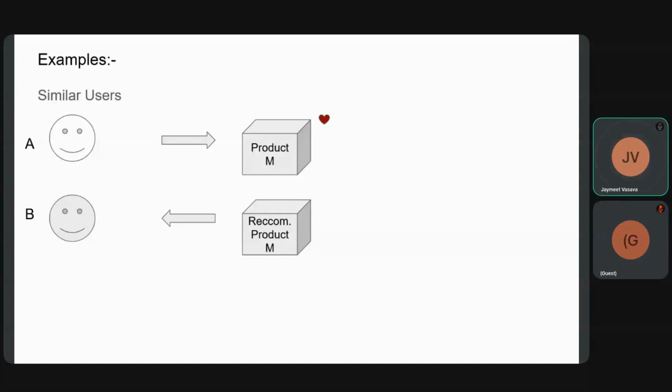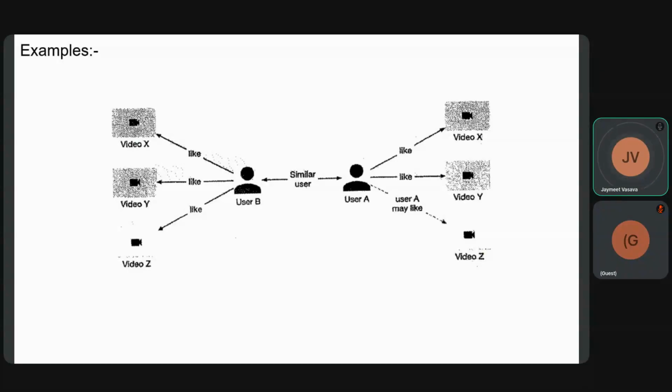For example, let's say there are similar users A and B, both with similar taste. Because user A loved product M, user B, which is similar to user A, can be recommended product M. The same goes for videos. If users A and B are similar, and user B likes video X, video Y, and video Z, then video Z can also be recommended to user A.